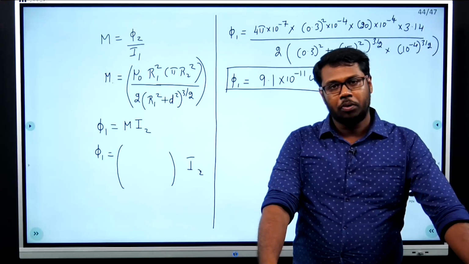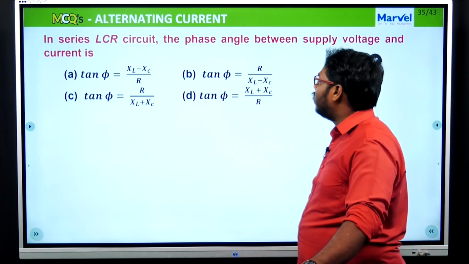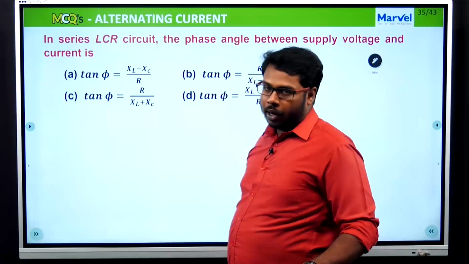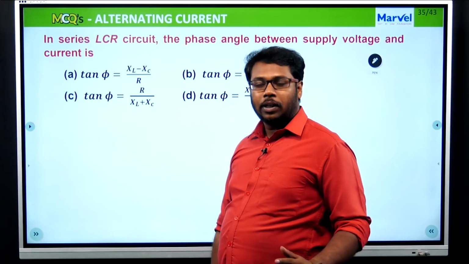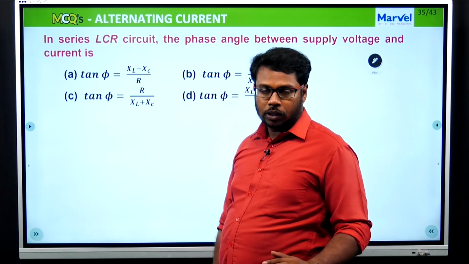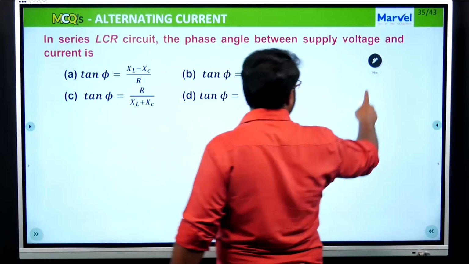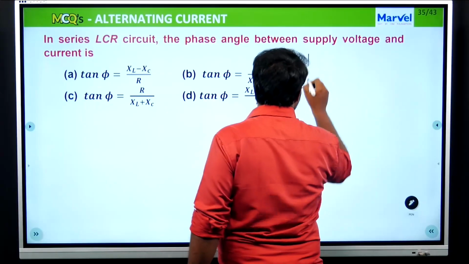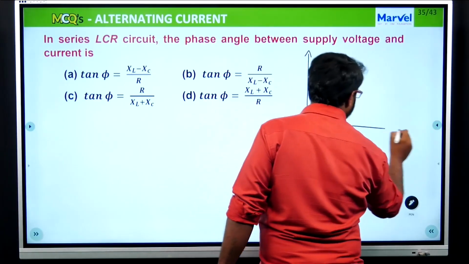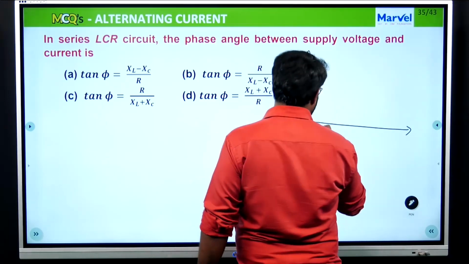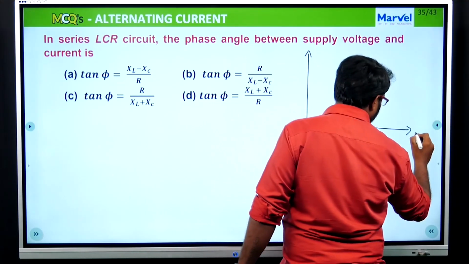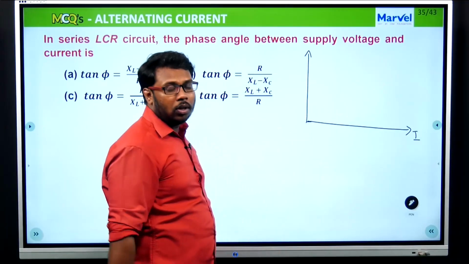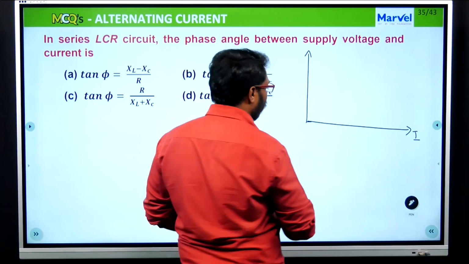In a series LCR circuit, what is the phase angle between the supply voltage and the current? So you have to find the phase angle between the supplied voltage and the current for an LCR circuit. I hope you could recall the phasor diagram that we usually draw for the LCR circuit, which looks something like this. Here on the x-axis we have the current and we have the voltages along the y-axis, which is going to vary from one component to the other.